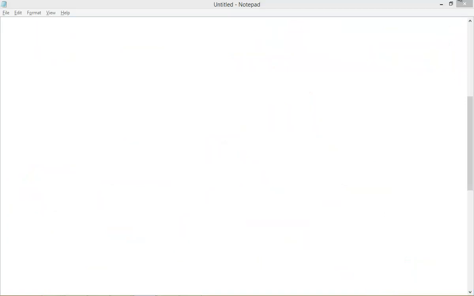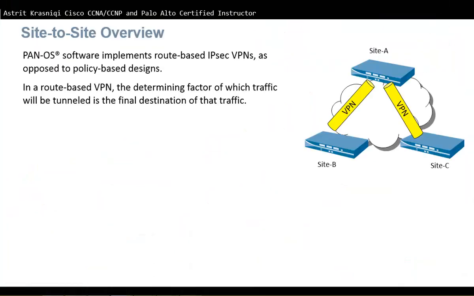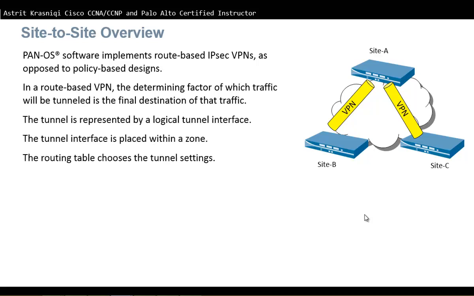Okay, excellent. I hope that didn't take too much time, but Palo Alto is using route-based IPsec VPNs, which is better and easier to expand, for example. The VPNs are used with the tunnel, so you need to create these tunnel interfaces. They are represented by the tunnel logical interface. And this tunnel interface is placed within the zone, and the routing table will choose the tunnel settings.